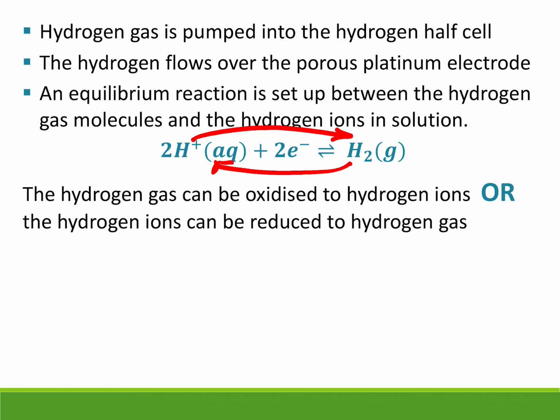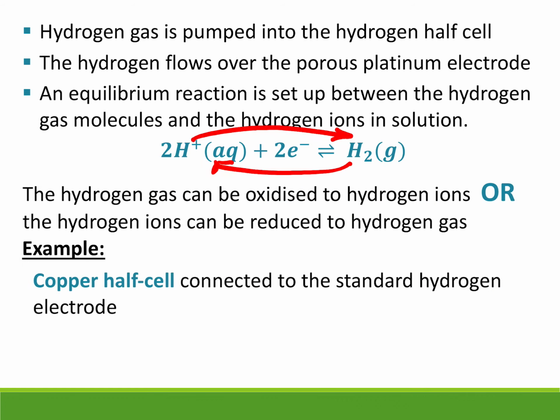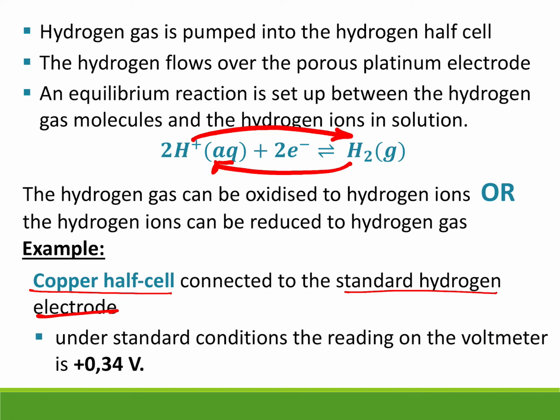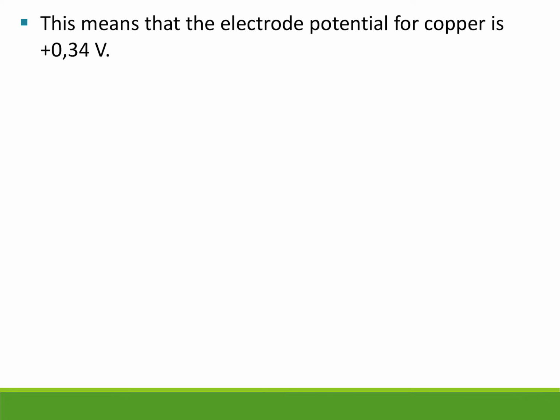Okay? So, when we look at this, as an example, the copper half cell is connected to a standard hydrogen electrode. So we're using copper as our example. When they connect a voltmeter to the system, we get a voltmeter reading of plus 0.34 volts. This is quite important, okay? That voltmeter reading is now assigned as the potential for copper. We can make use of it.